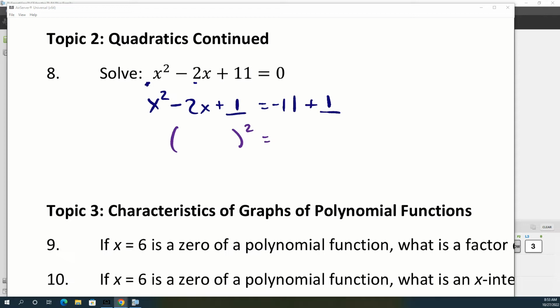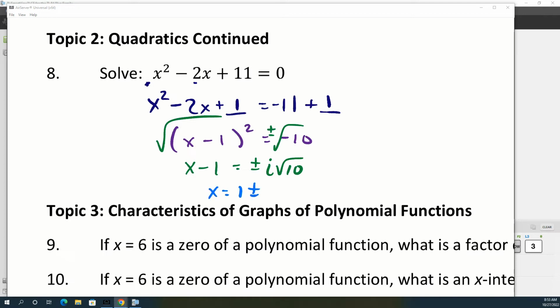All right. And then what should that be inside the parentheses? Yes, x minus 1 squared equals negative 10. All right. And then we'll take the positive and negative square root. And for the square root of negative 10, really, all you do is just pull out an i because it was a negative and make it positive 10. And then finally, we're just going to move that 1 over. And those should be your answers.